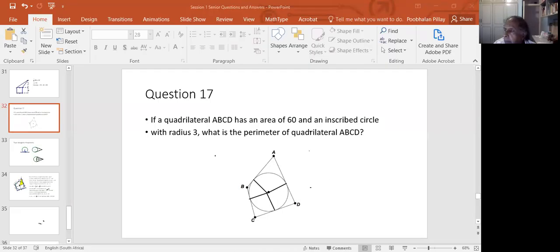And we know that the radius is 3. So I can actually write down 3 here, 3 there, and 3 there. All right. Okay, and these are all 90 degrees.